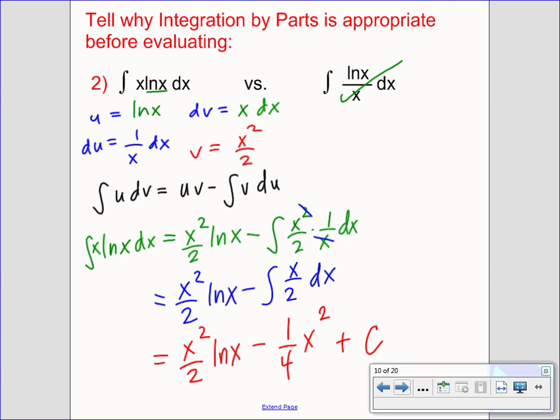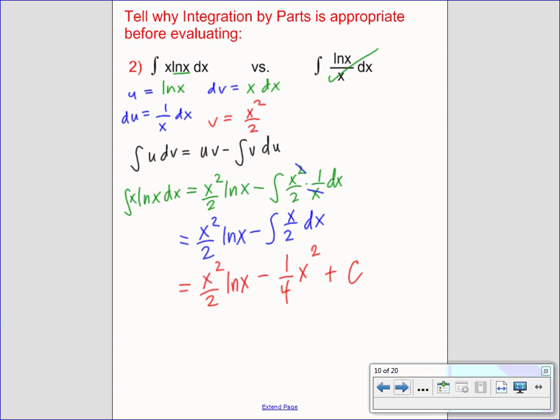Is that what you guys are getting? Yes. All right, let's check it. I'm always hesitant. Let's go ahead and check it then and see. So I'm going to go ahead and check to make sure that we've generated an antiderivative for x ln x. Okay, let's go ahead and see.